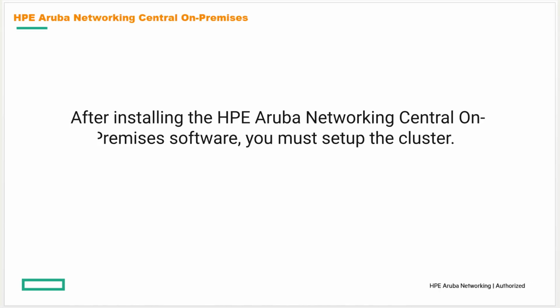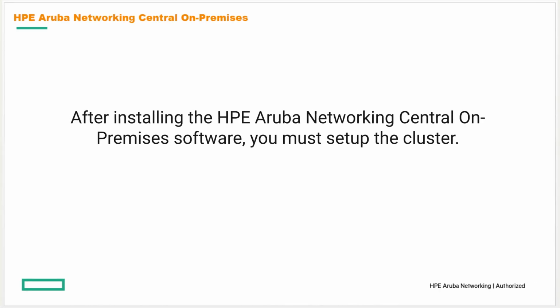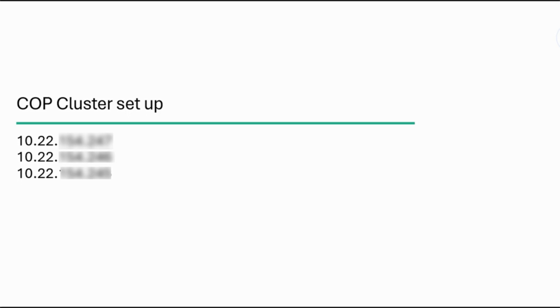After installing the HP Aruba Networking Central on-premises software, you must set up the cluster. For example, here we have installed the following 3 Aruba Central on-premises servers while installation procedures. As part of the installation procedure, you must have already configured the FQDN and the DNS server. Please note that the DNS names cannot be changed. It has to be mapped to the servers.